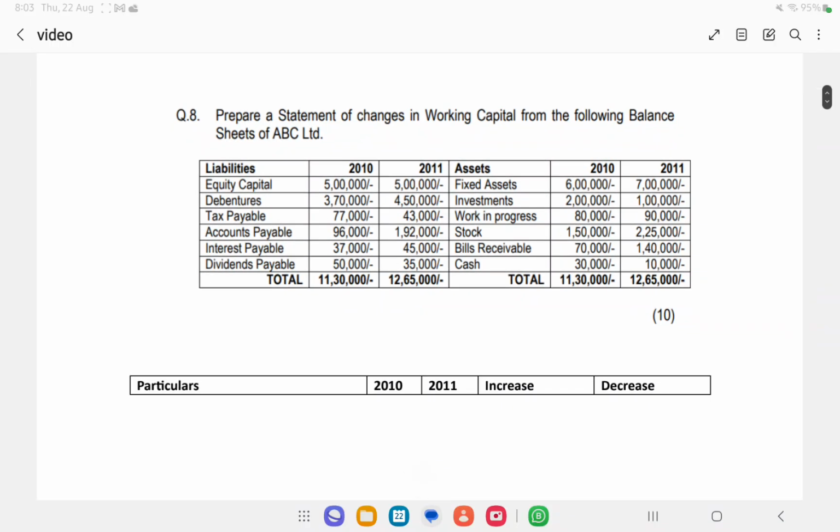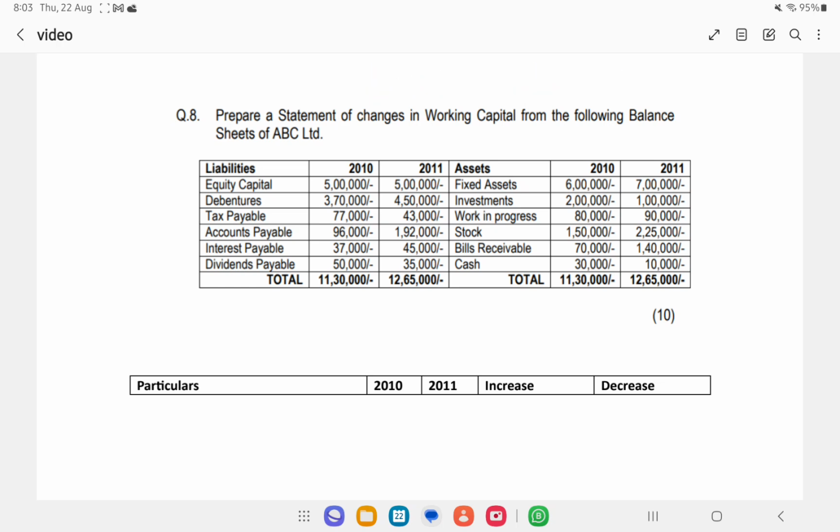Okay students, now here is a question on preparing a statement of change in working capital. A statement of change in working capital shows whether the working capital has increased or decreased when we compare the current assets and current liabilities of two different years. So remember the formula for finding working capital: the concept of working capital we are taking here is working capital is equal to current asset minus current liability.